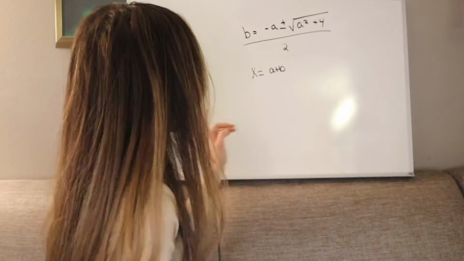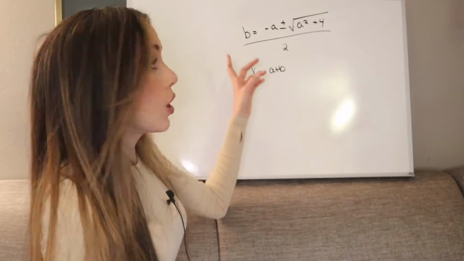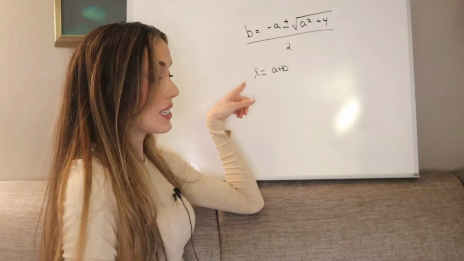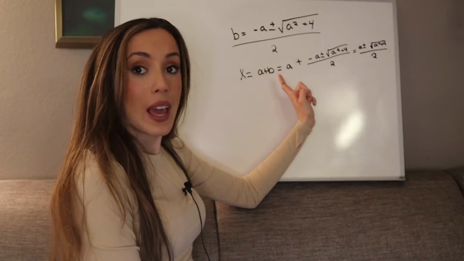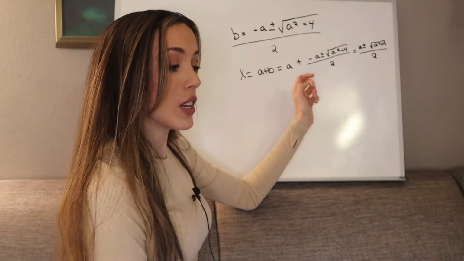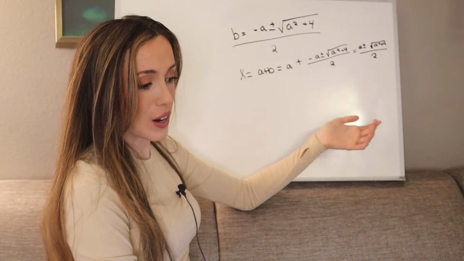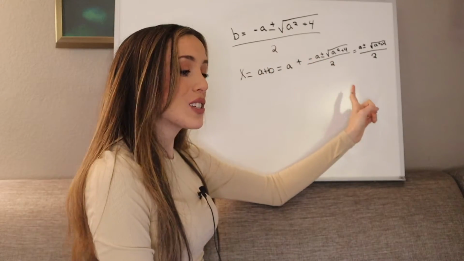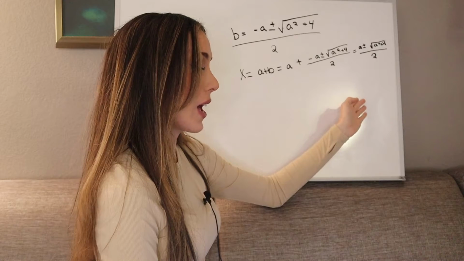Remember, x equals a plus b. So, we need to substitute our equation for b to find x. x equals a plus and minus the root of a squared plus 4 all over 2. However, there is a problem here. Root of a squared plus 4 will always be greater than a.